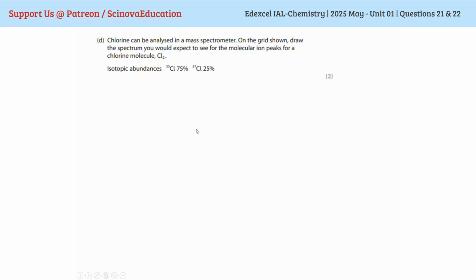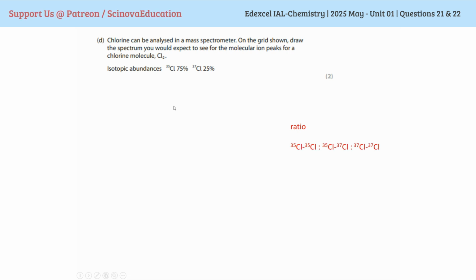Part D, chlorine can be analyzed in a mass spectrometer. On the grid shown, draw the spectrum you would expect to see for the molecular ion peaks of chlorine molecule Cl2. Isotope abundances are given. So, let's see the possibilities and their ratios.